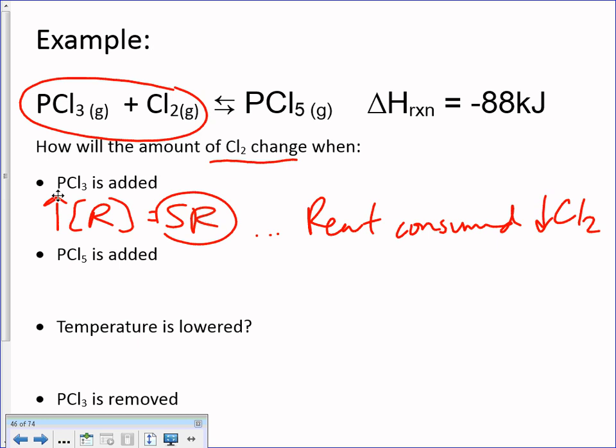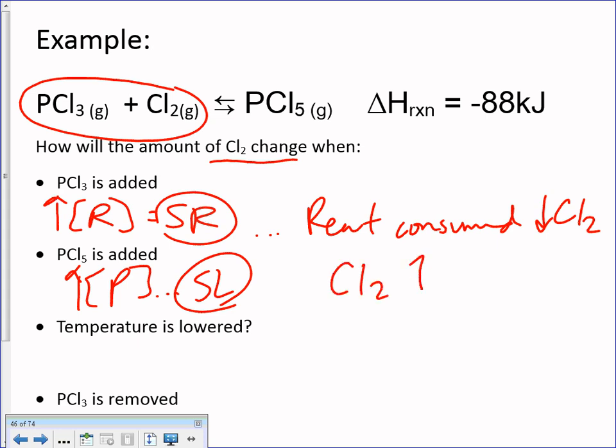Okay, phosphorus pentachloride is added. So you're saying an increase in products does what? Shift left. What happens to chlorine gas? It increases, because you are forming it, right? As you consume products, you're forming reactants.